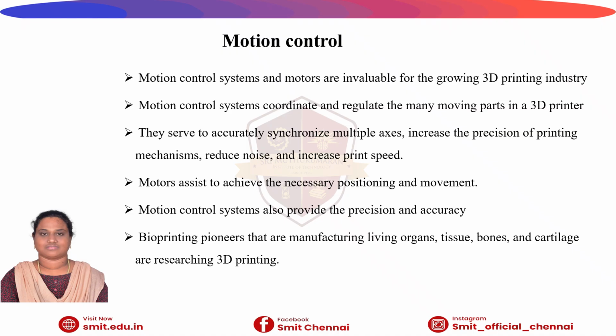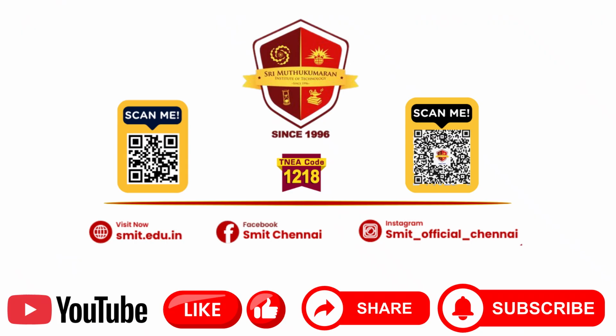Motors provide the controlled motion required for precise positioning of the print head and build platform. High precision motion control is especially important in advanced applications such as bioprinting, where researchers are developing printed living tissues, bones, cartilage, and organs. So this is about the printers.